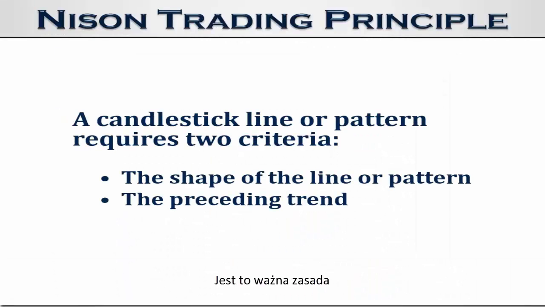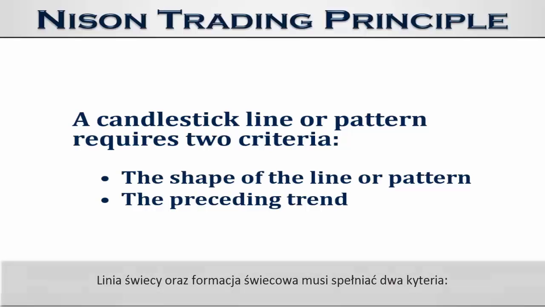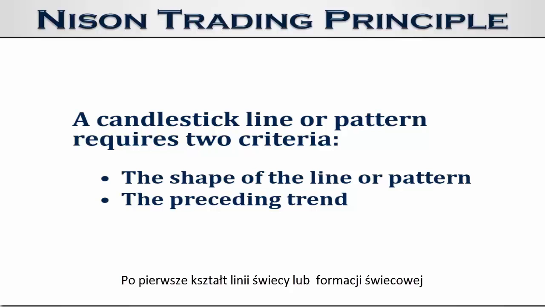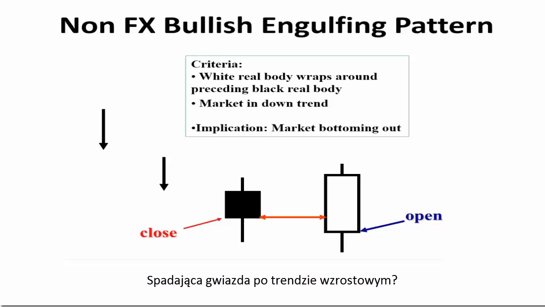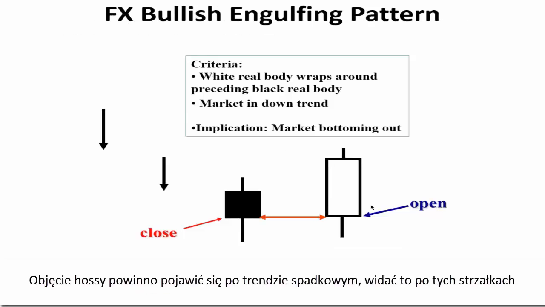Now this is an important principle. A candlestick line or pattern requires two criteria. One is the shape of the line or the pattern. So we looked at the hammer, we looked at a bullish engulfing pattern. And two is the trend. Remember, a hammer has to come after a downtrend. A shooting star has to come after an uptrend. Okay, a bullish engulfing pattern, the market has to come in a downtrend. That's what these down arrows are showing.